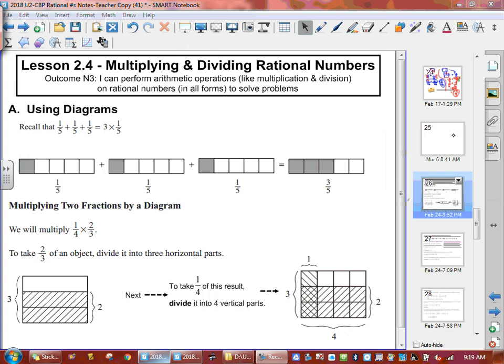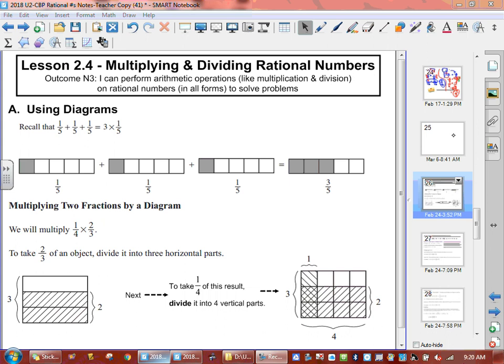2.4, we're going to multiply and divide rational numbers. So basically we're talking about fractions. With adding and subtracting, we need common denominators. We don't need those multiplying and dividing. Okay? So if we want to use diagrams, we need to have our diagrams in the exact same format.